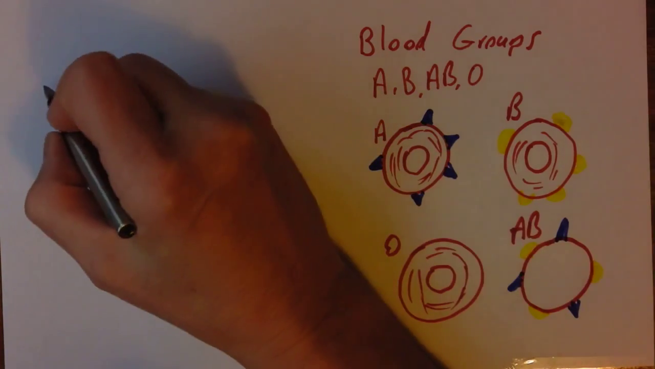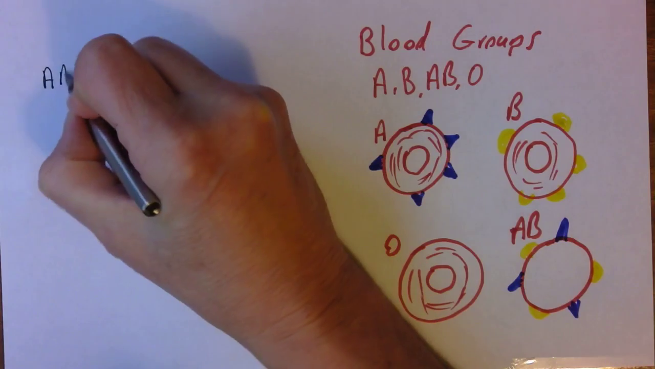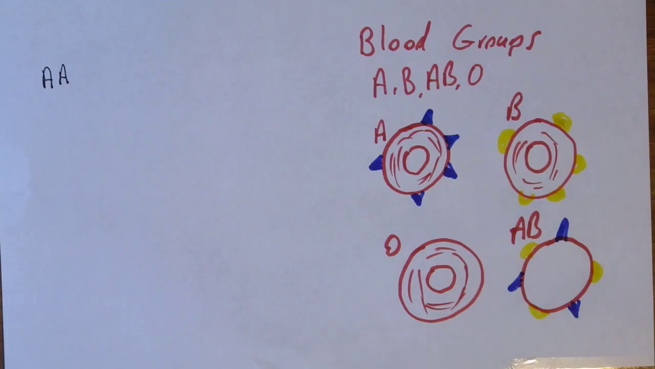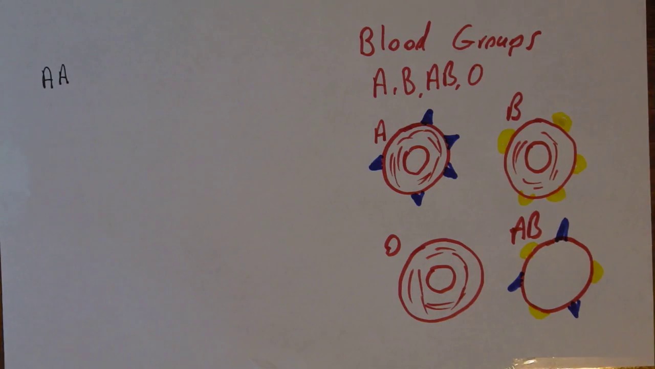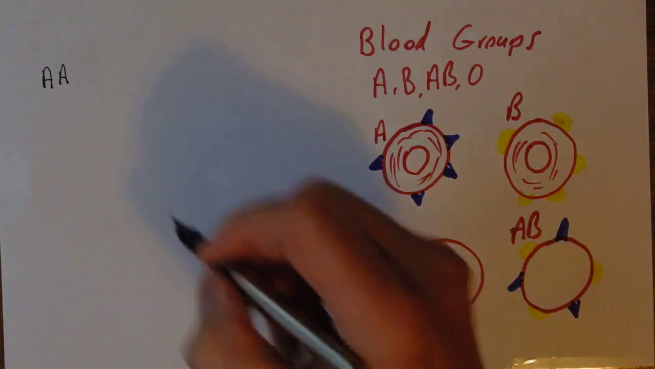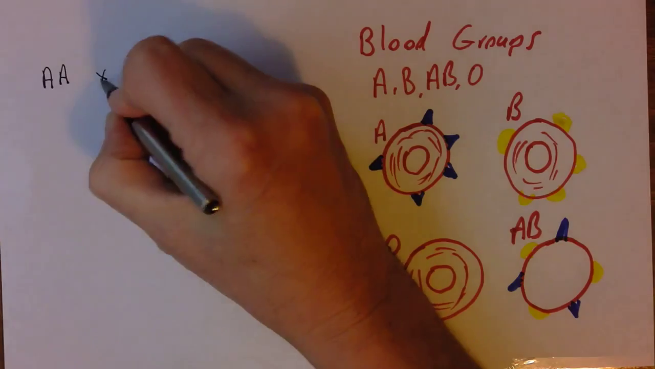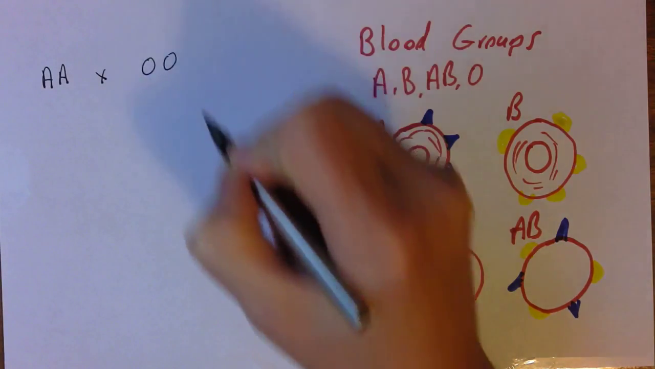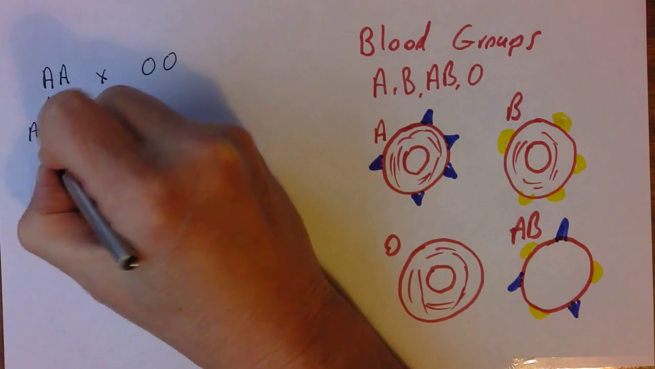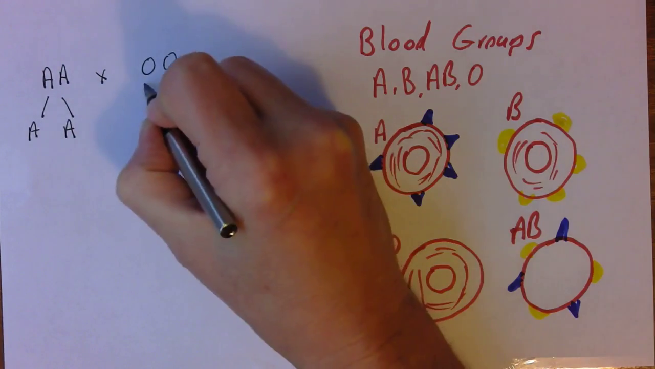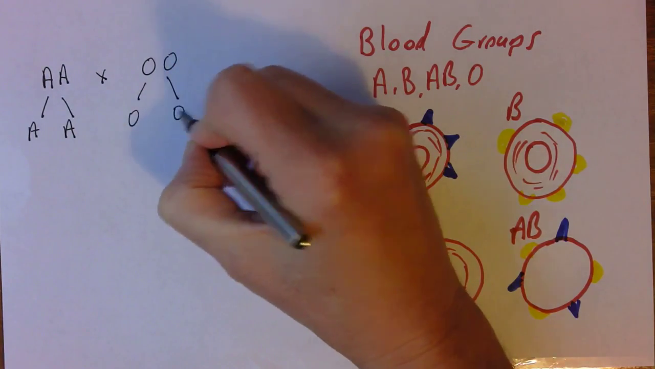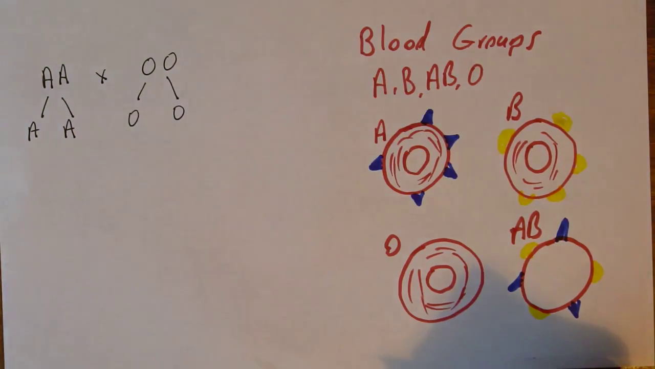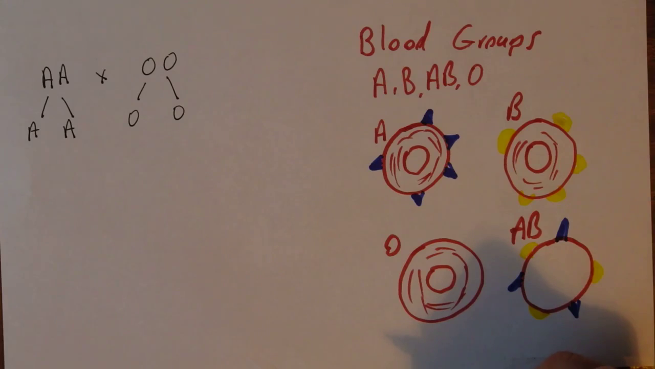So let's think of an example. Let's suppose we have someone who's blood group A, and let's suppose they are genotypically homozygous for the blood group, and they reproduce with someone who is blood group O. So they'll make gametes, and we notice that this is completely autosomal. It's a normal autosomal form of inheritance.